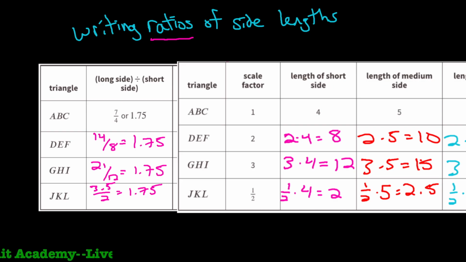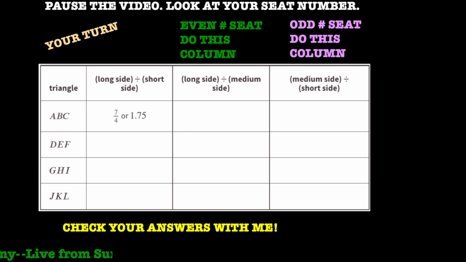So now I'm going to turn it over to you. Pause the video. It is now your turn. Look behind you at your seat number. If you have an even number seat, I want you to do the column on the left. If you have an odd number seat, I want you to fill out this column. If you need to hit rewind and make sure that you see how to do it, make sure that you can, but make sure you pause and take your turn. If you need to check your answers with me, please do.